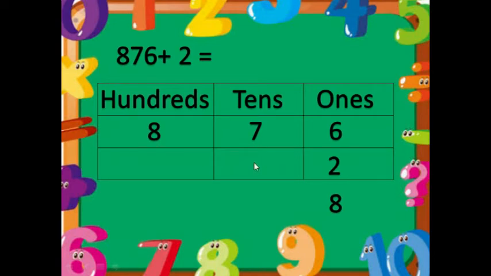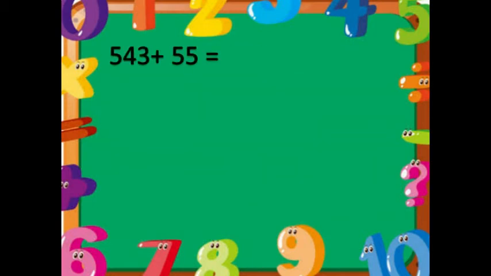Okay, next let's proceed to tens. So we have here 7. There is no number at the bottom of 7, so it means we can bring down the 7. Next one is the 8 in hundreds. There is no number again under 8, so 8 plus no number, so 0, is equal to 8. Okay, so it means 876 plus 2 is equal to 878.